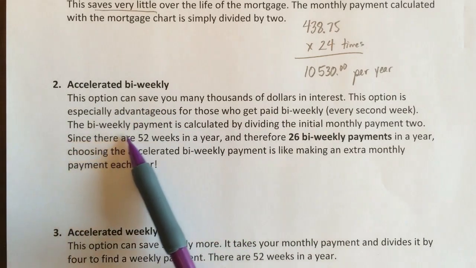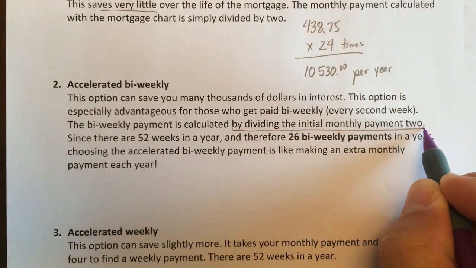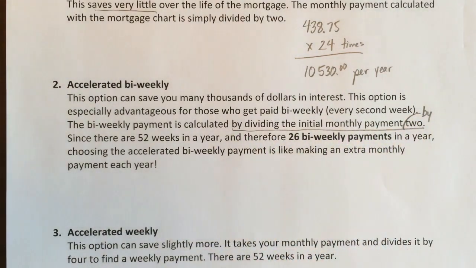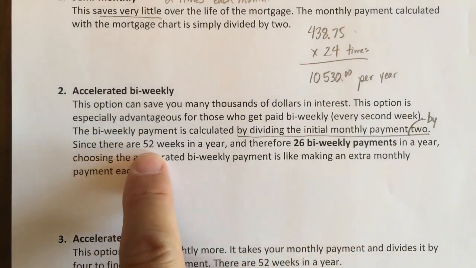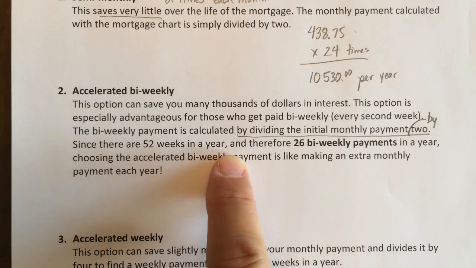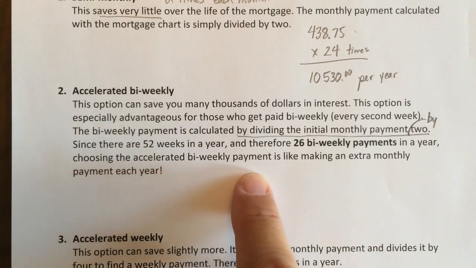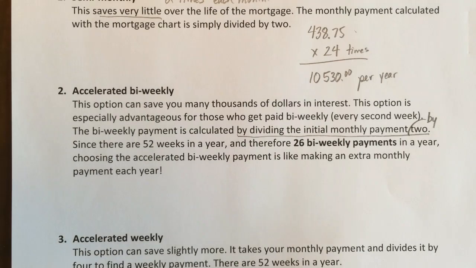And here's why. The bi-weekly payment is calculated by dividing the initial monthly payment by 2. We're going to cut it in half is really what we're doing. And that's the same kind of thing we did right over there. But since there are 52 weeks in a year, that means you will make 26 bi-weekly payments in a year by choosing the accelerated bi-weekly payment plan. So it's like being able to make one extra monthly payment each year, and that will make a significant difference.